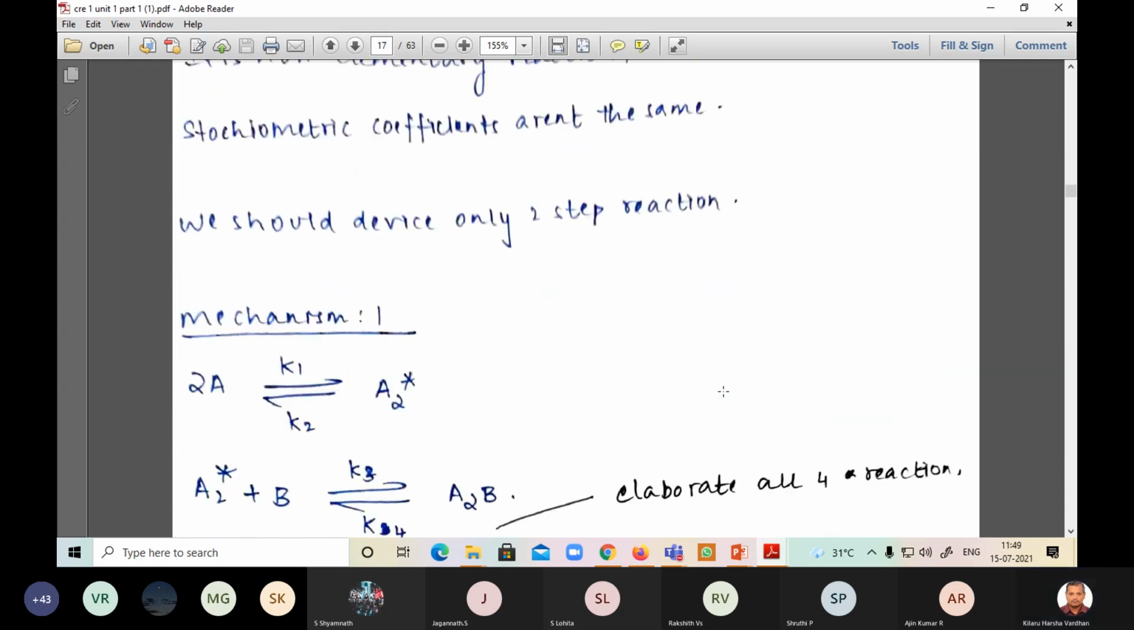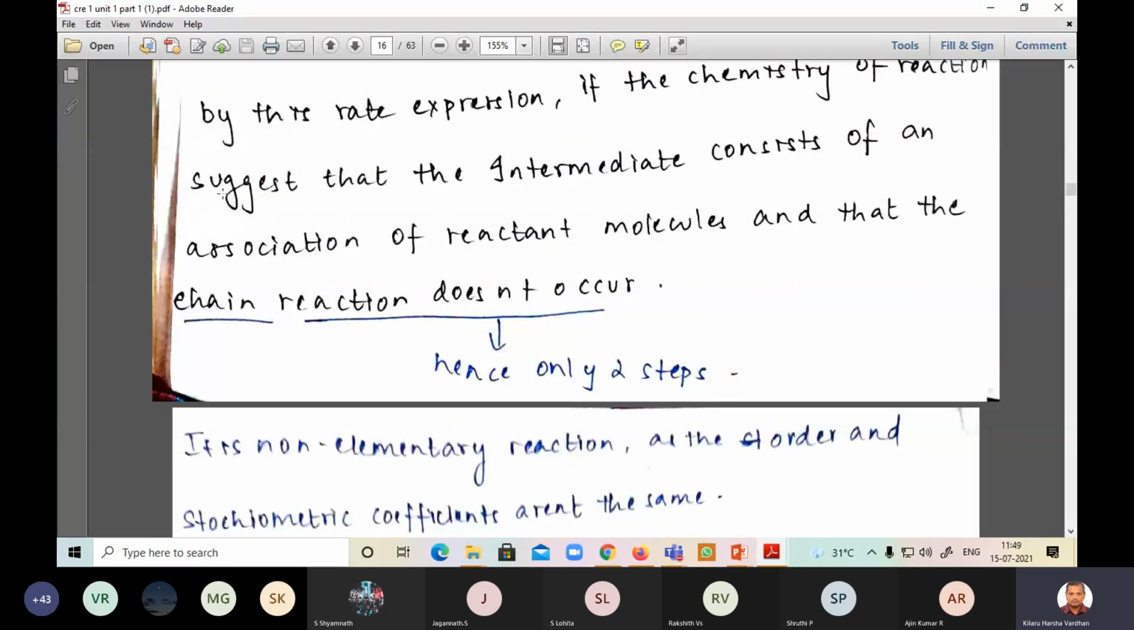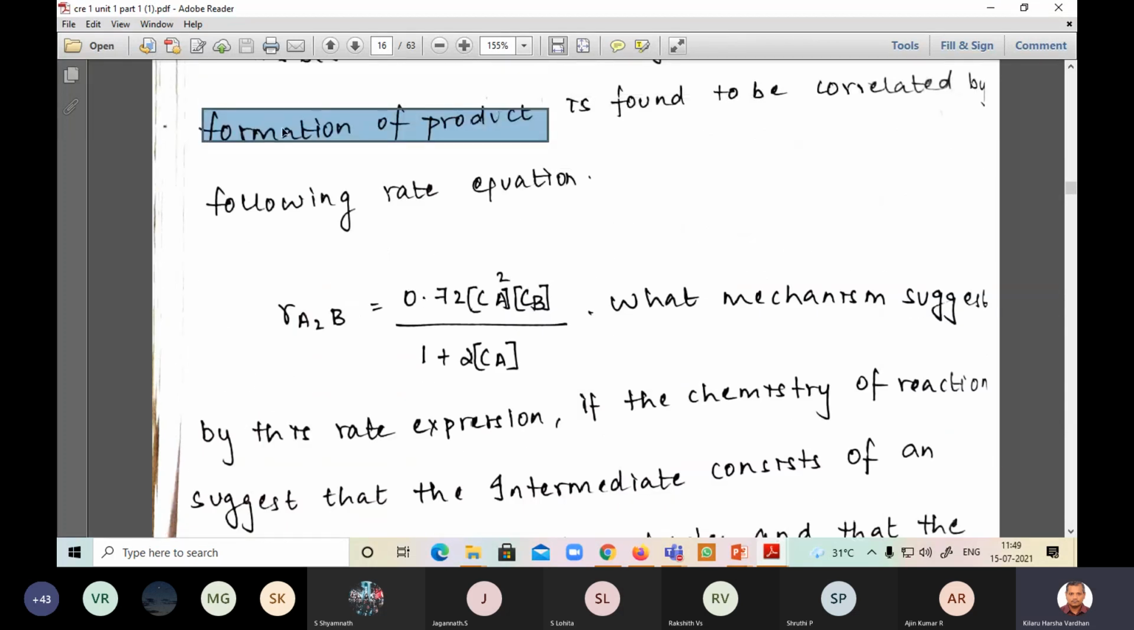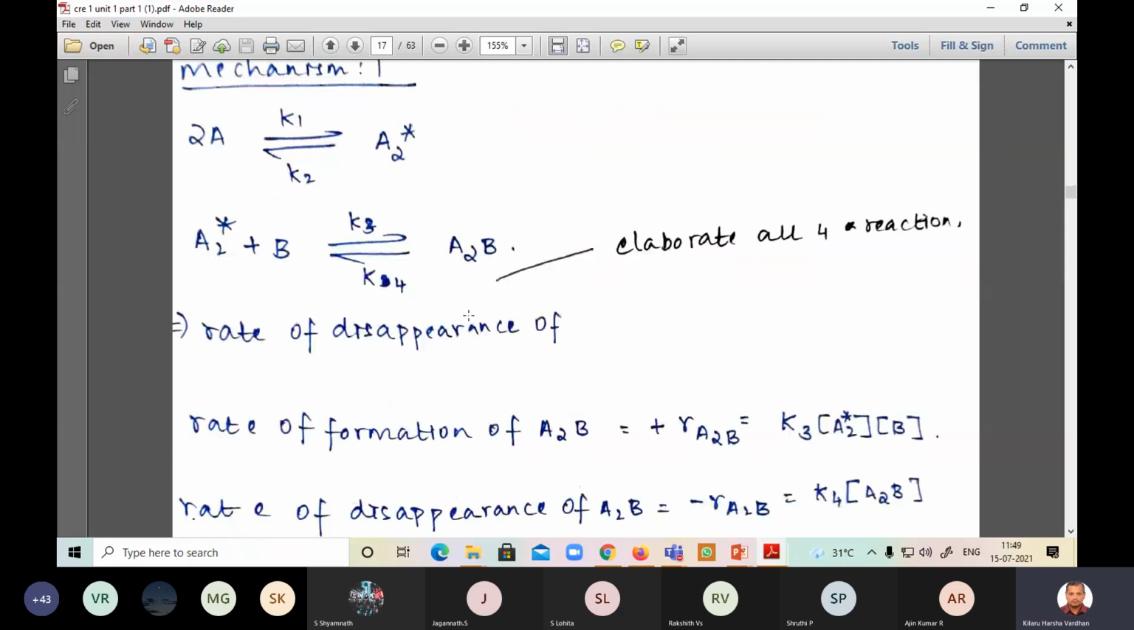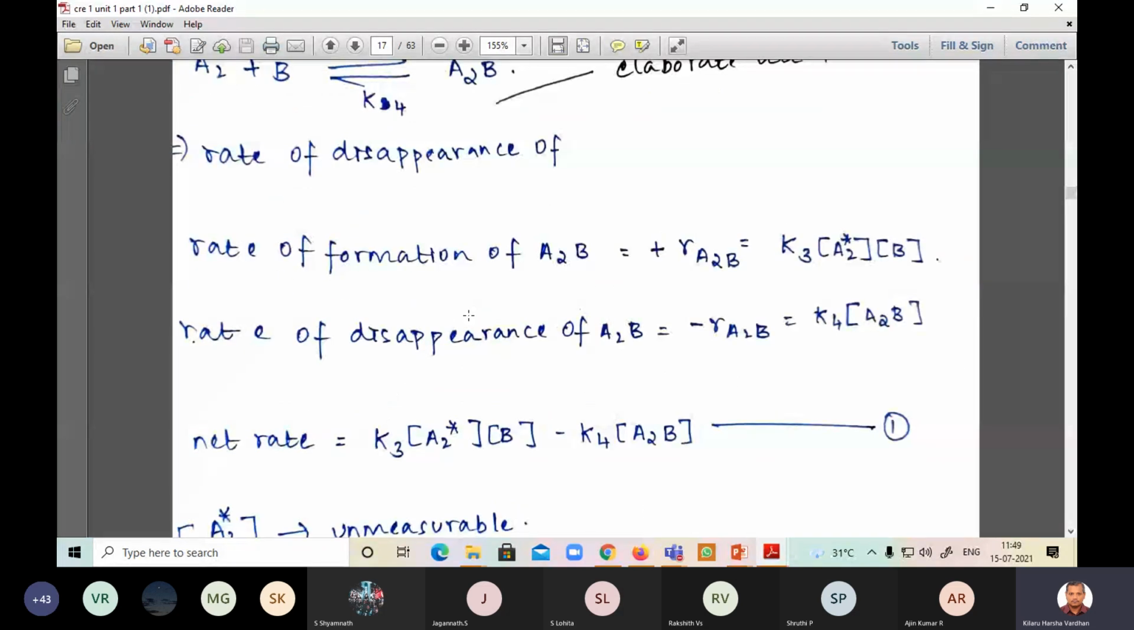What is the net rate? Because we want the net rate of formation of the product, that is what he's asking. Net rate is nothing but how much is being formed minus how much is being disappeared. It is just like you are getting 5 rupees and spending 2 rupees. How much net gain do you have? It is 5 minus 2. The same way here, this much is the formation and this much is the disappearance. So net rate is K3 [A2 star][B] minus K4 [A2B]. The concentration term I am putting in square brackets.